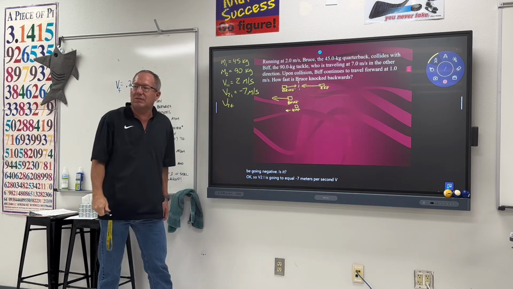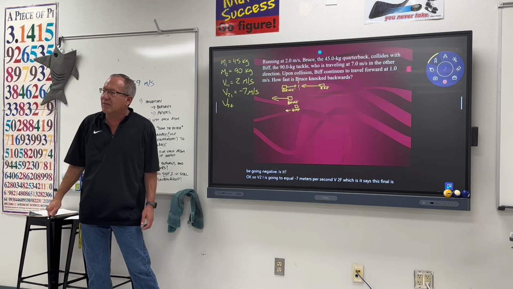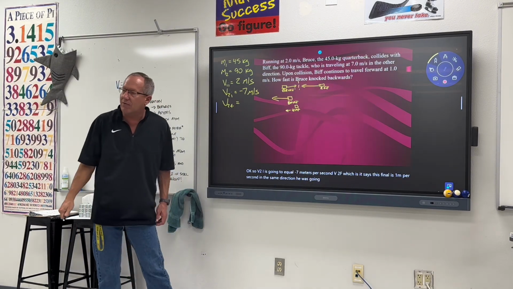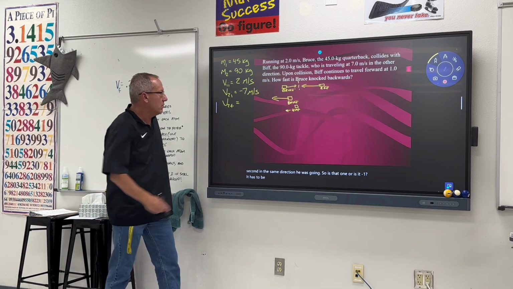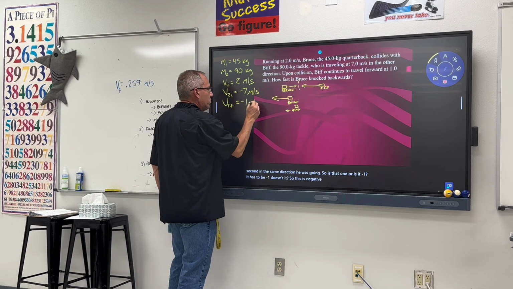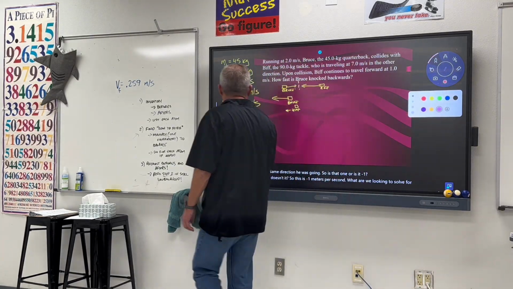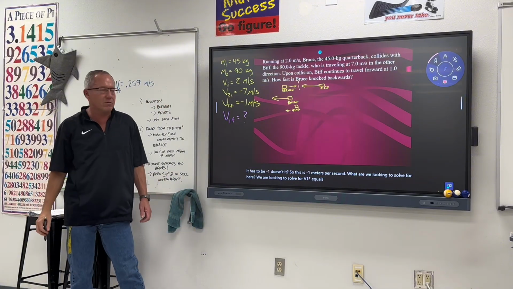So V2I is going to equal negative 7 meters per second. V2F, it says Biff's final is 1 meter per second in the same direction he was going. So is that 1 or is it negative 1? Has to be negative 1, doesn't it? So this is negative 1 meters per second. What are we looking to solve for here? We are looking to solve for V1F equals question mark. You with me here so far?